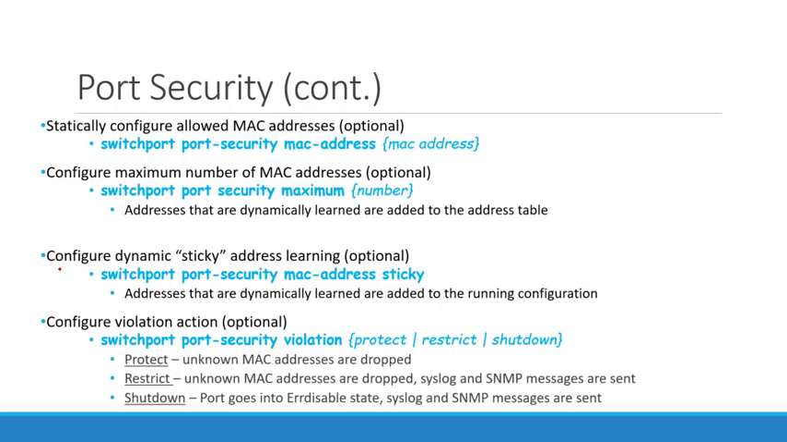So now we have something just a little bit different, and maybe a bit of a compromise between statically configuring each of our MAC addresses, but also knowing that we only want certain MAC addresses to be allowed on an interface. We could do dynamic sticky learning, which means learn the addresses dynamically, but once I've learned them, put them in the running config.